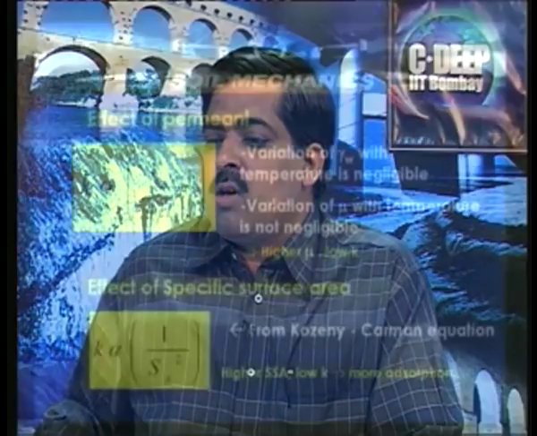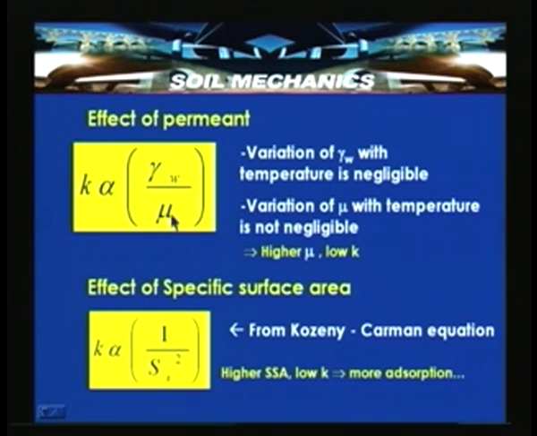Another factor discussed is the effect of the permeant. As you have seen, K is proportional to gamma w by mu. The variation of gamma w with temperature is negligible. So, we can see that as mu increases, the coefficient of permeability decreases. Higher mu, lower coefficient of permeability.